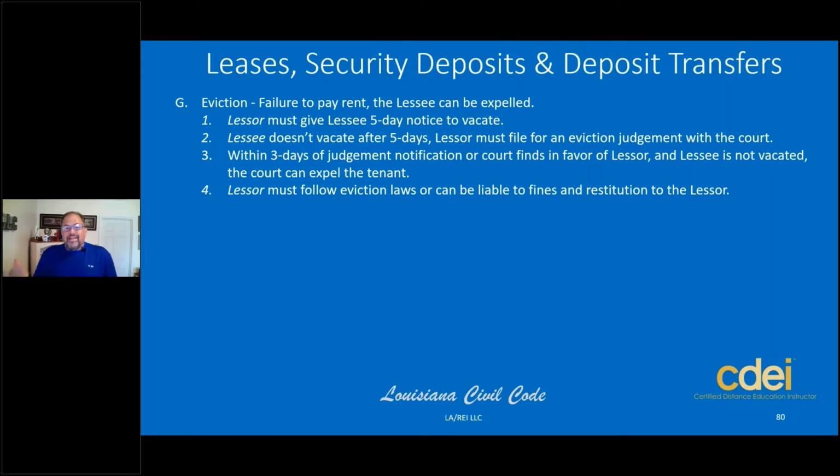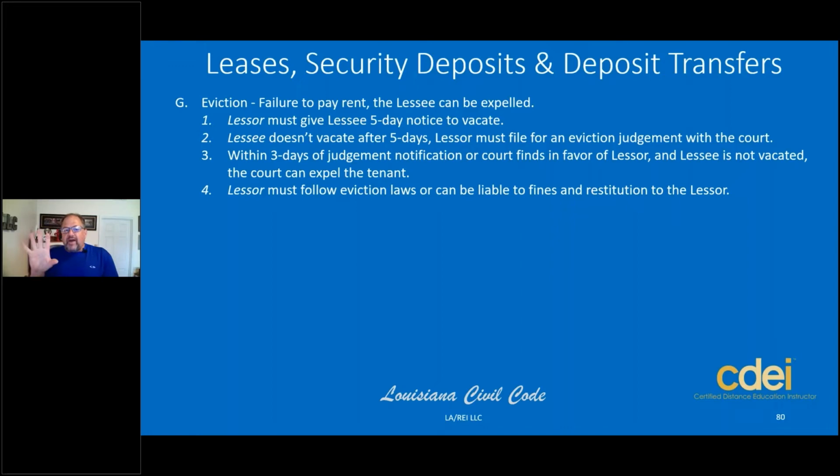Now, if the lessee or the tenant doesn't vacate after 5 days, in other words, they're still in the property, the lessor or the landlord has to go to the civil court, usually the city court, and usually they're held once a week, and you go to the city judge, and you have to file for an eviction judgment with the city court. That's the next process. Again, you have to stay within the steps of the Civil Code. Now, within 3 days of the judgment notification, which you notified or filed the eviction judgment, or if the court finds in favor of the lessor, which is the landlord, and the lessee has not vacated, then the court will expel the tenant, or get them out, okay?